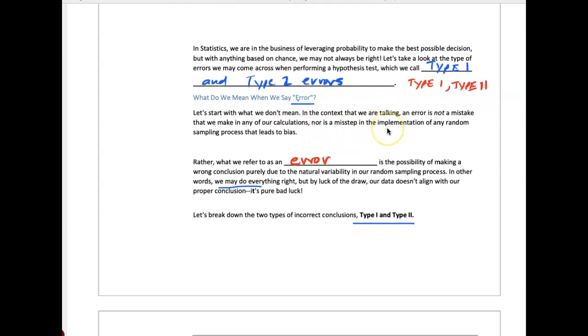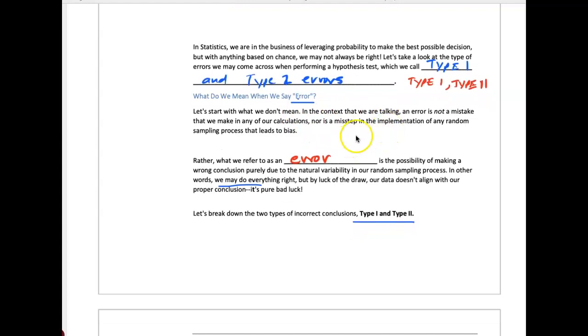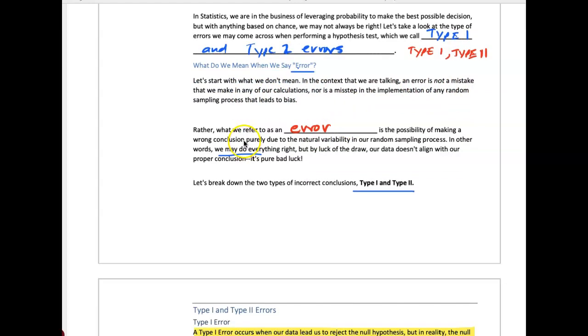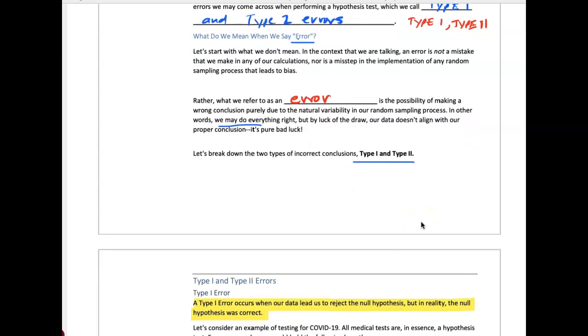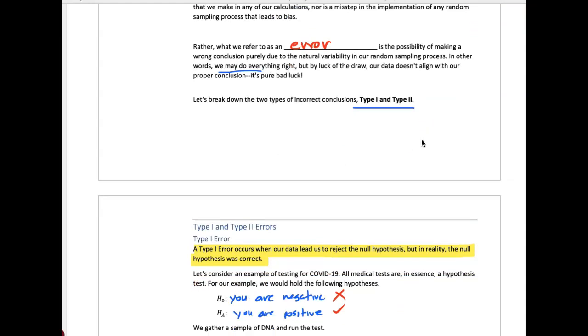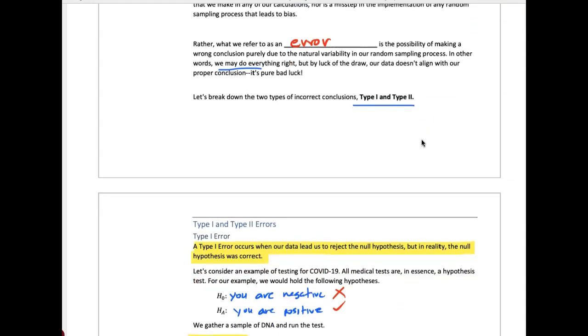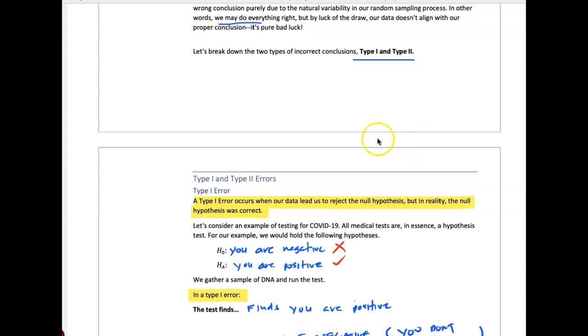So what do we mean by error in this case? Well, error doesn't mean a mistake. Error is not that a mistake has been made with our calculations. In this case, we refer to an error as the possibility of making a wrong conclusion purely due to natural variability, because when you collect data, it's random. It has a lot of variability in it. And if we do another sample, we may not get the exact same results. So that's what we mean by due to natural variability. You may do everything right in your analysis, your data, your collection, and we still could have a type 1 or type 2 error.